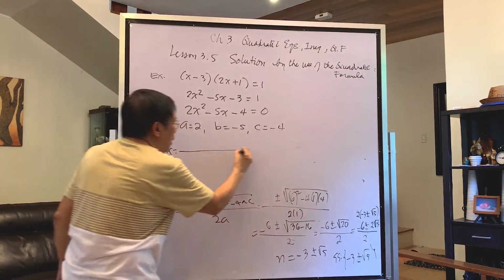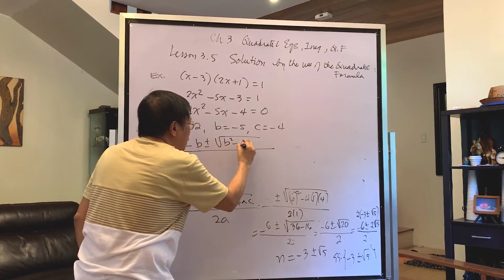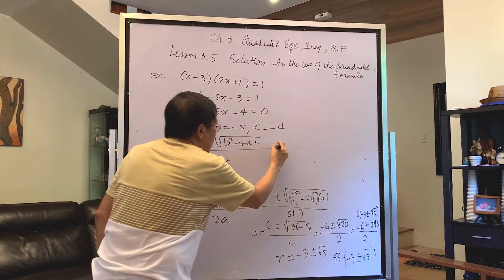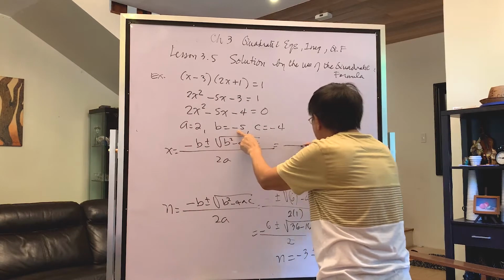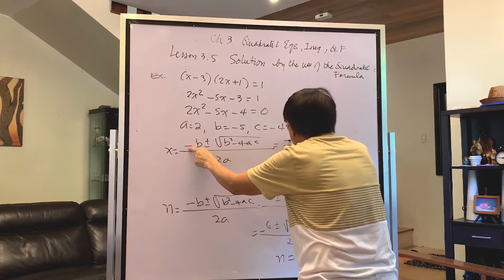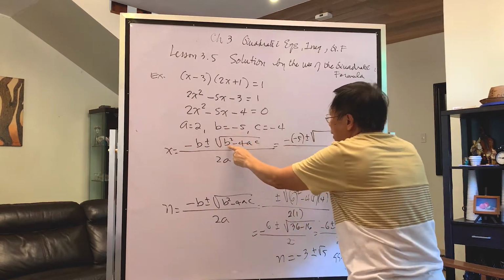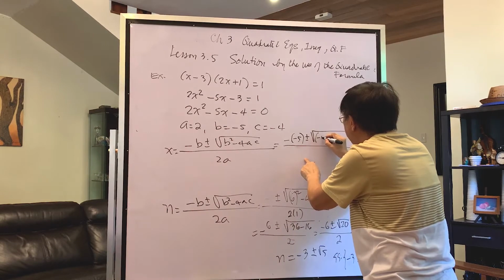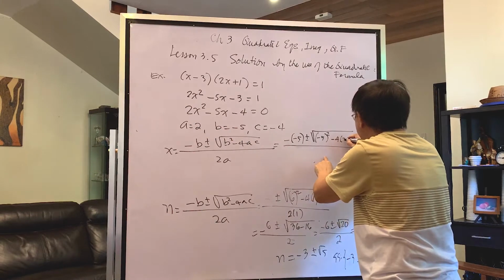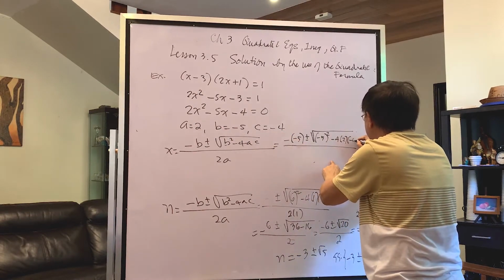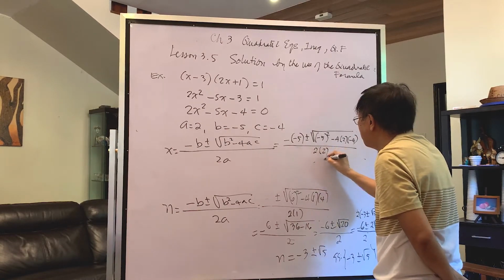Using the quadratic formula, I'm going to get negative B plus or minus square root of B squared minus 4AC all over 2A. And be careful of the negative sign of B. In the formula, we have a negative there, and then the B has a negative here, plus or minus, and then this B here, I will have to square: negative 5 squared minus 4 times the value of A, 2, and C is negative 4, all over 2 times 2.